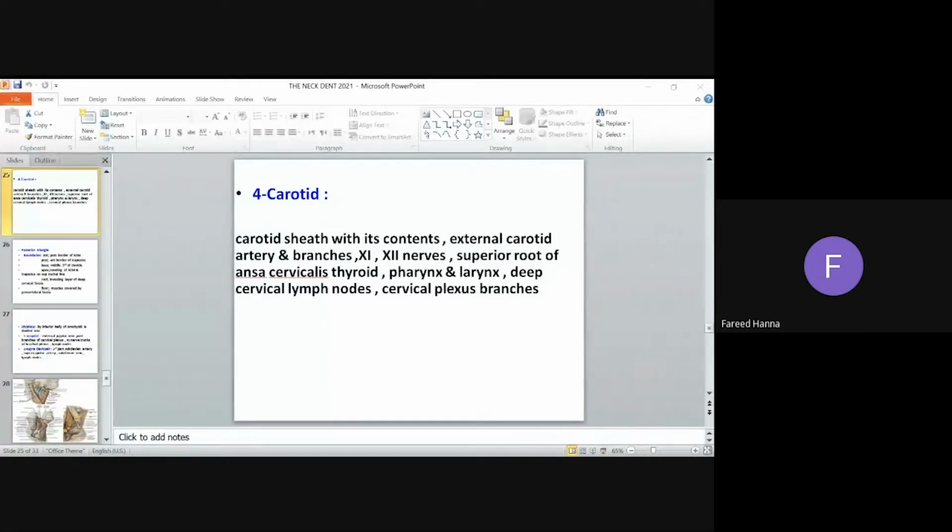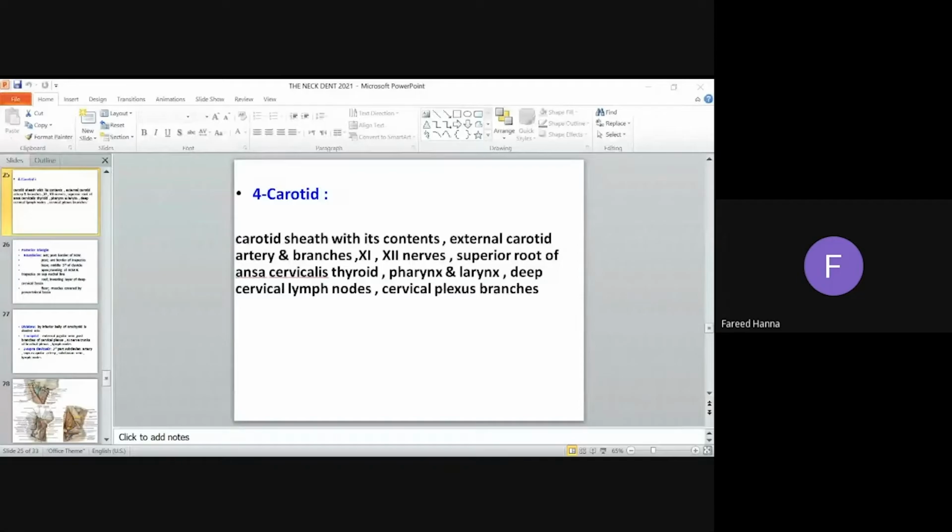Carotid triangle. This contains the carotid sheath, and the contents of the carotid sheath, as we know from the last lecture, are the external carotid artery and its branches. Then we have the accessory nerve, the hypoglossal nerve, and the superior root of ansa cervicalis, branches of the thyroid, pharynx, larynx, and deep cervical lymph nodes with the cervical plexus branch. This is for the branches of the anterior triangle.